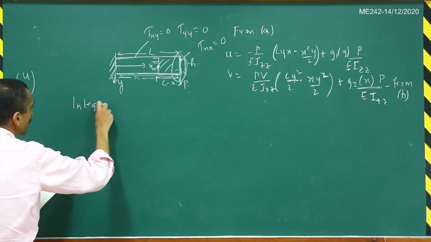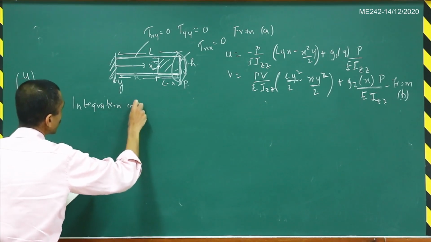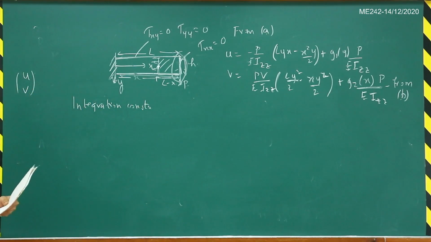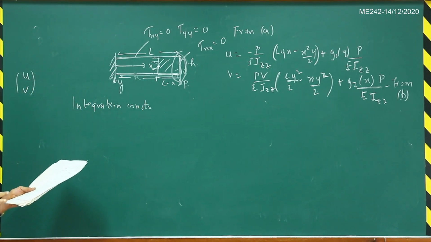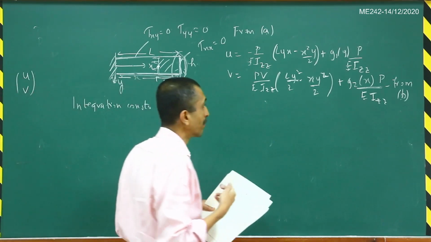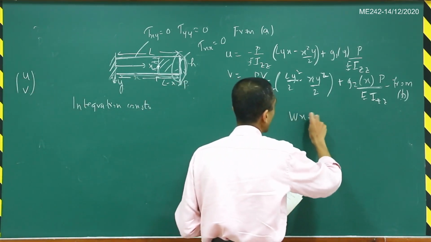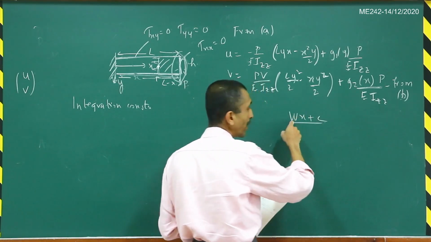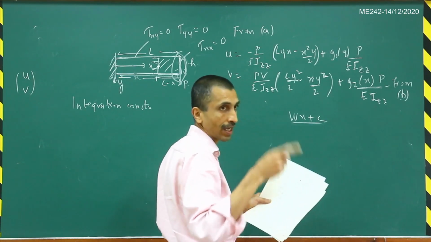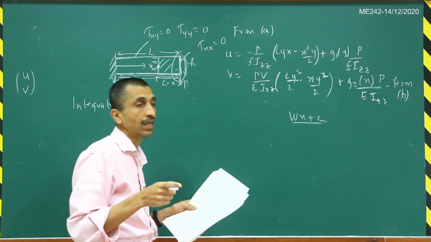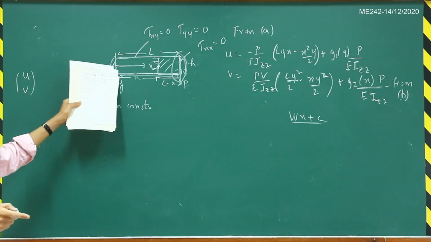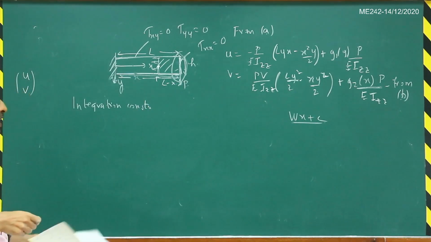These integration constants are basically associated with rigid motion. We have seen that there are three rigid modes in a planar problem, that is w x plus c. w will have only one independent component because this is a 2D problem, and c is a vector that will have two components. Those three rigid body modes need to be suppressed, and they are suppressed by prescribing appropriate boundary conditions at this left end here.